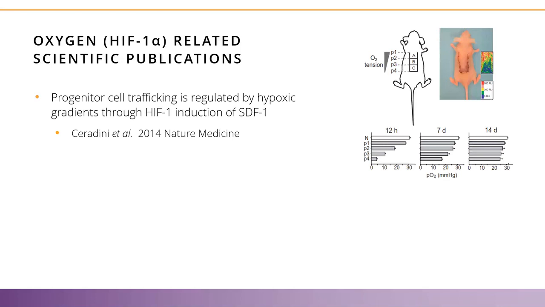And you can see that during the recovery phase, at the 4 different locations, the amount of oxygen is slowly increasing during the wound healing, and that has an effect on how cells are trafficking through the process of wound healing and how oxygen is tied into this.